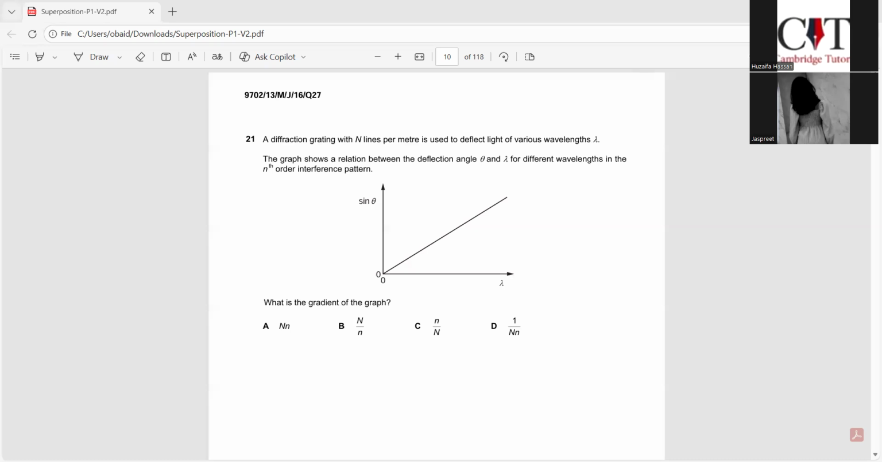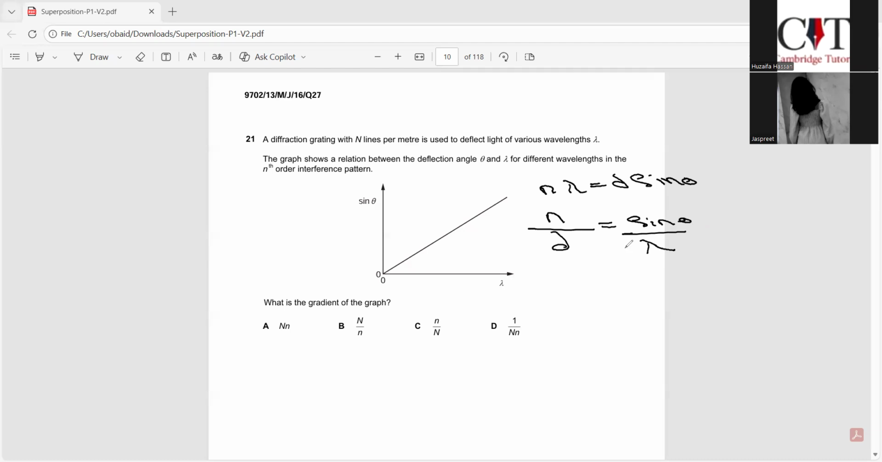Okay, so we know the formula for a diffraction grating is n lambda equals d sine theta, right? Now, if the graph is given of sine theta versus lambda, we have to make them the subject. So it would be n over d equals sine theta upon lambda, right? Now we have to see what this n over d is.